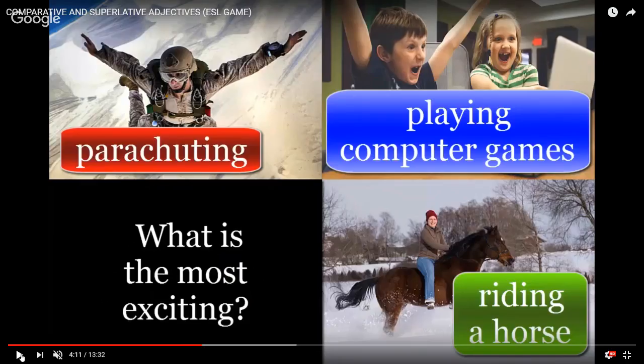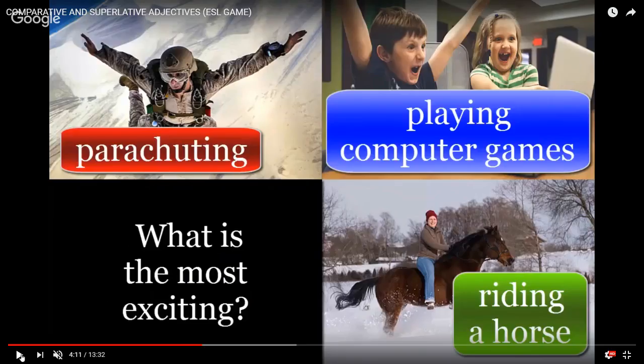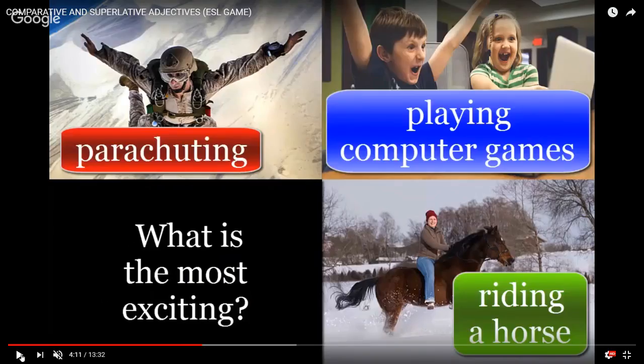Parachuting? What is exciting? What is exciting, es que le causa más alegría. Okay, but remember it is emocionante, no? Exciting. Emocionante, exacto. So, organize again. Playing computer games, riding a horse, and parachuting. Bueno. Basic. Okay, yeah. Parachuting is more exciting than riding a horse.